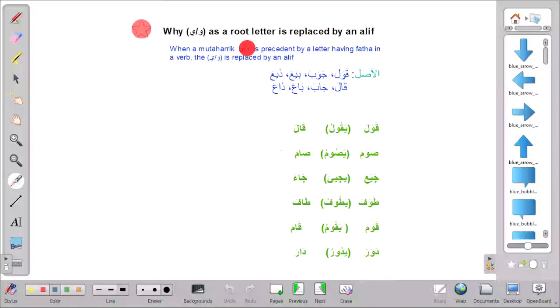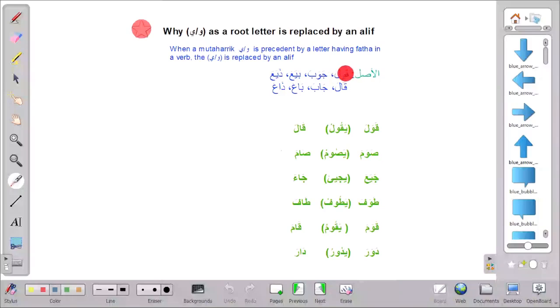and is preceded by a letter having fatha in a verb, then the Waw or the Ya is replaced by Alif. So we are basing our decision on this rule. It is replaced based on this rule, so please note this rule very well. When you have a Waw or a Ya which has fatha, kesra or dhamma, that's what we mean by mutaharrik, and it is preceded by a letter which has fatha.